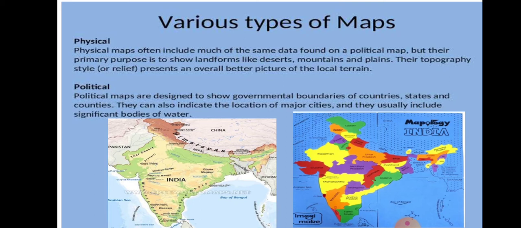Boundaries, states, capitals, countries, continents, oceans. Everything we can explain on the political map. Generally we use mostly the political map in your classroom, and they usually include the significant bodies of water also. So observe here, I have given two maps, one is the political map and one is the physical map. The first map will explain the physical features, the second map will explain the political conditions.